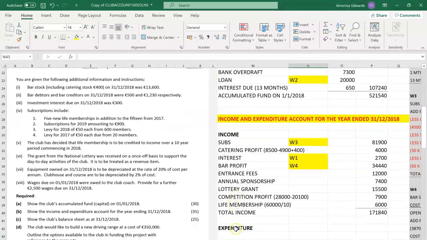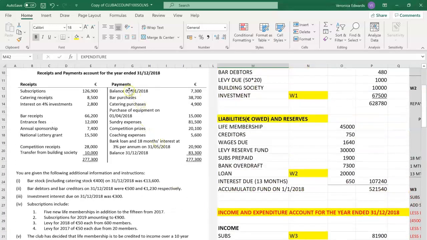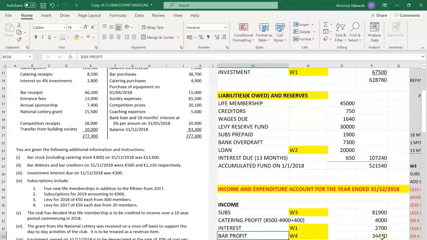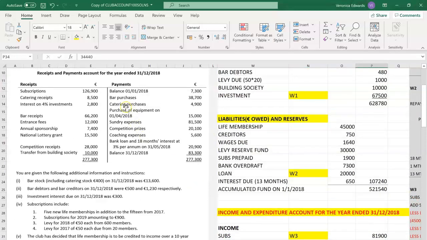Okay, the next thing we're going to turn our attention to is the expenditure of the club for 2018. So expenditure, regular running costs of the club, that's what we're looking at. If we use our payment section as a guide, it will help us figure out what our expenses were. The first item we meet here under payments is bar purchases. Now we've already dealt with the bar and we've calculated the bar profit and we've fed it through the income and expenditure account. Catering purchases are next. Again, the catering event has been dealt with already.